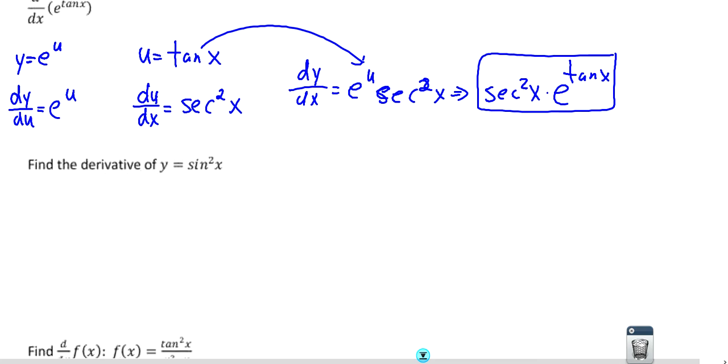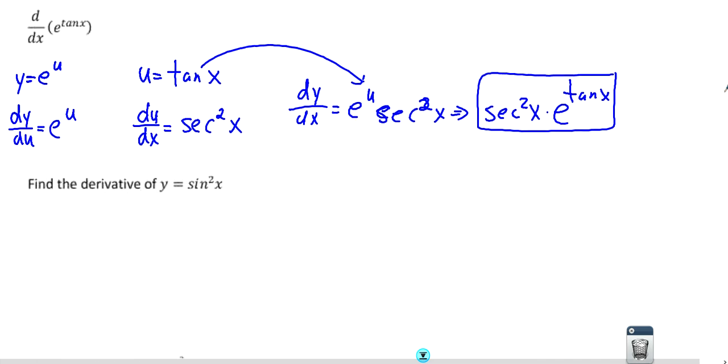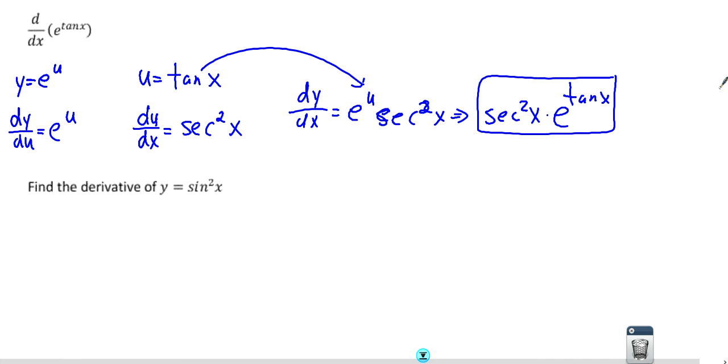Okay? All right. Next, find the derivative of sine squared x. Now this is a special case because it doesn't look like it is a composite function. But the first thing you should always do whenever you're dealing with a trig function to a power and you're taking the derivative is to rewrite it with the power on the outside. So basically this can be rewritten as y equals sine x, quantity squared, like that.